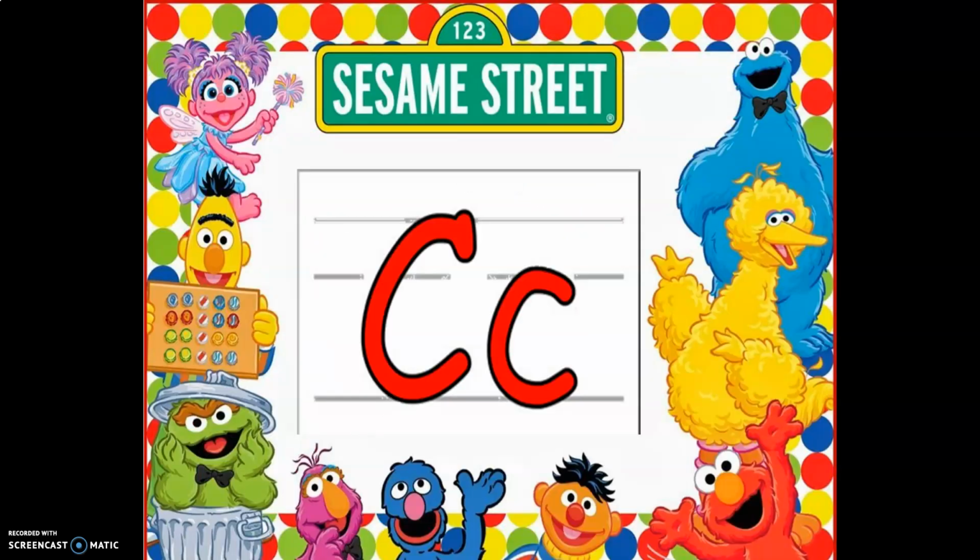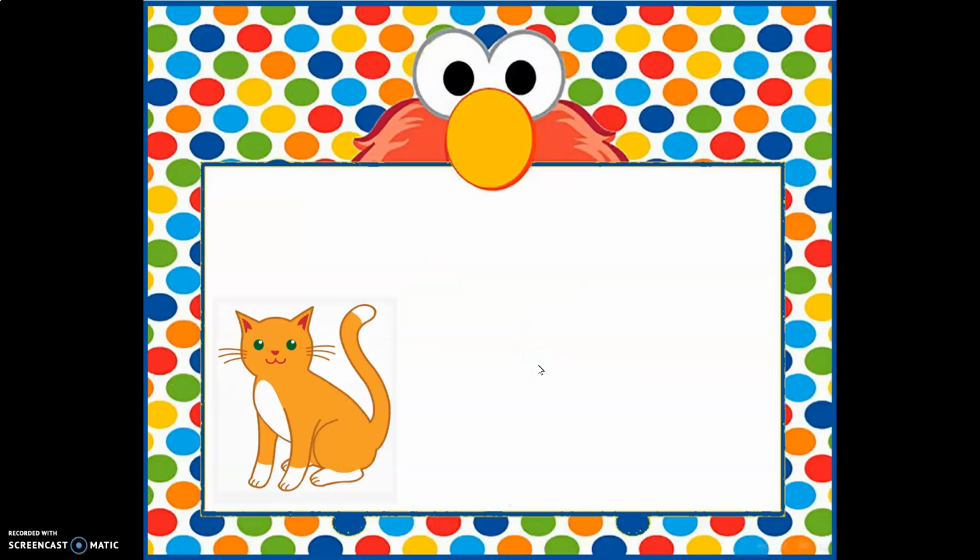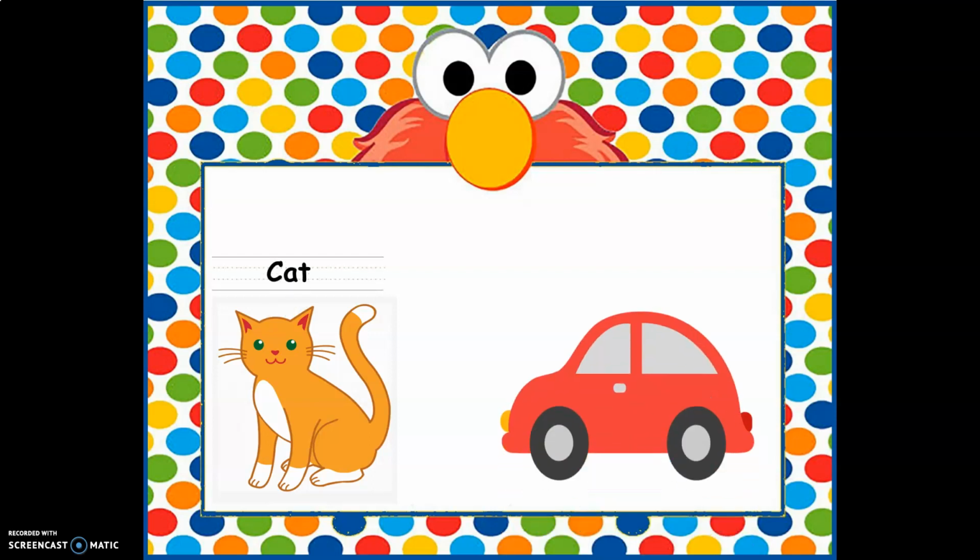What about this letter, my beautiful students? Capital C, small c. Capital C, small c. And the words are cat and car. It is a cat. It is a car. It is a cat. It is a car. Okay.